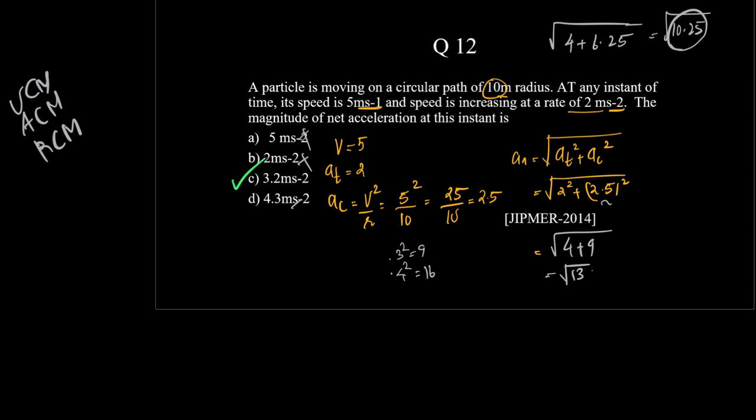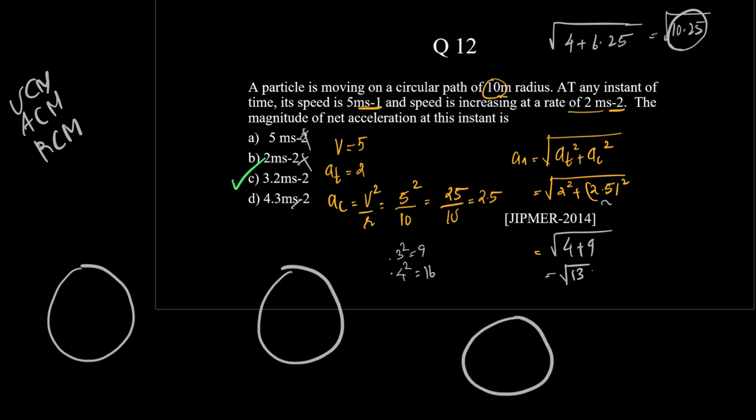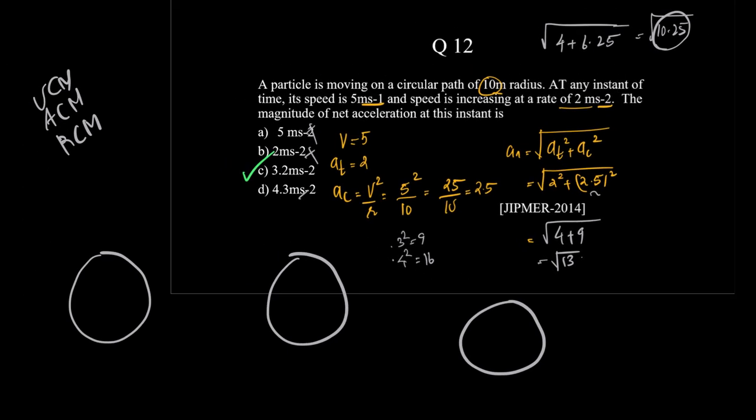Wait, was it in this? Yeah, it was in this chapter itself. So we have uniform circular motion, accelerated circular motion, and retarded circular motion, right? In uniform circular motion, there is only centripetal acceleration and tangential acceleration is 0.